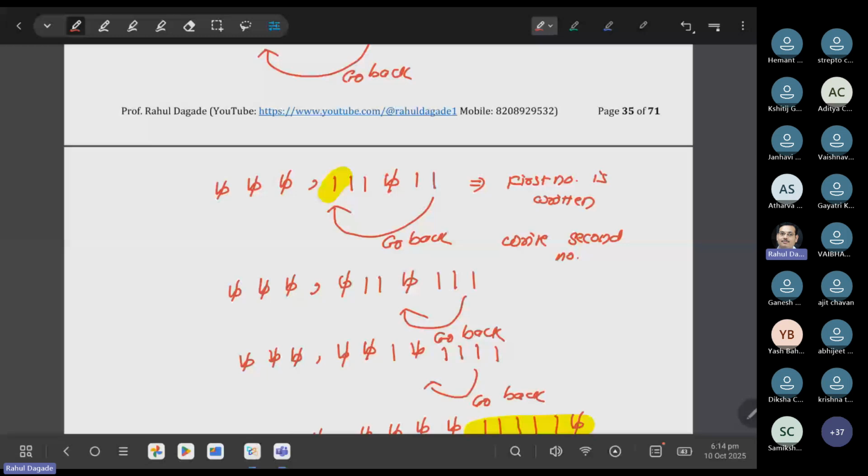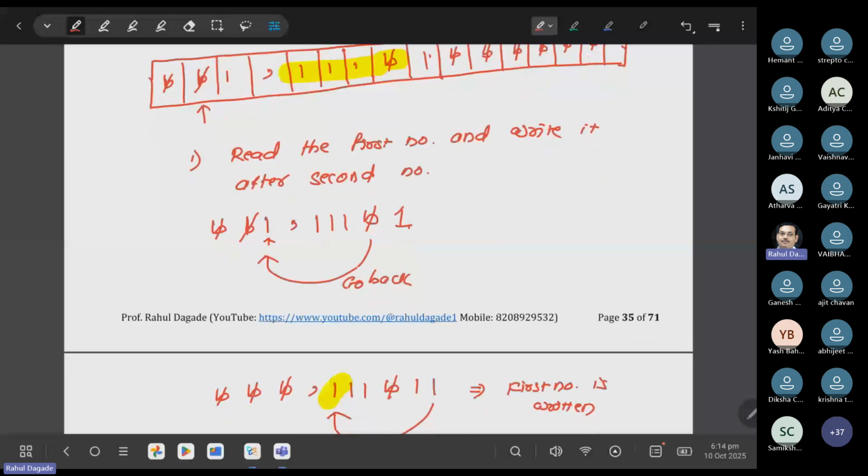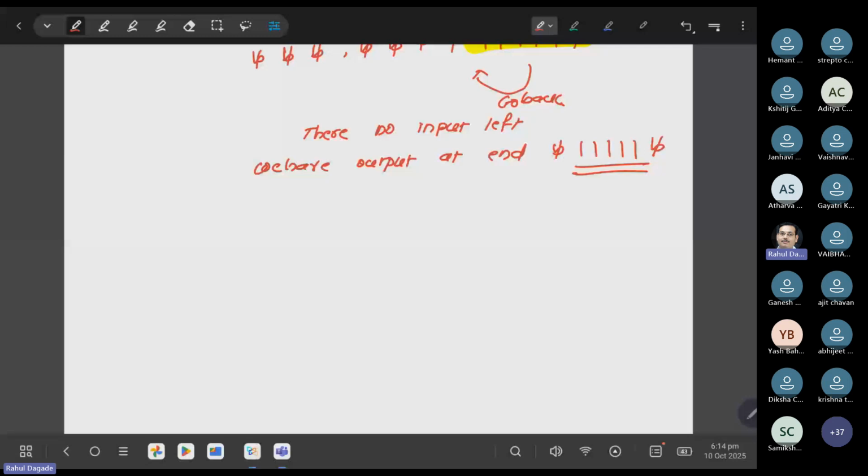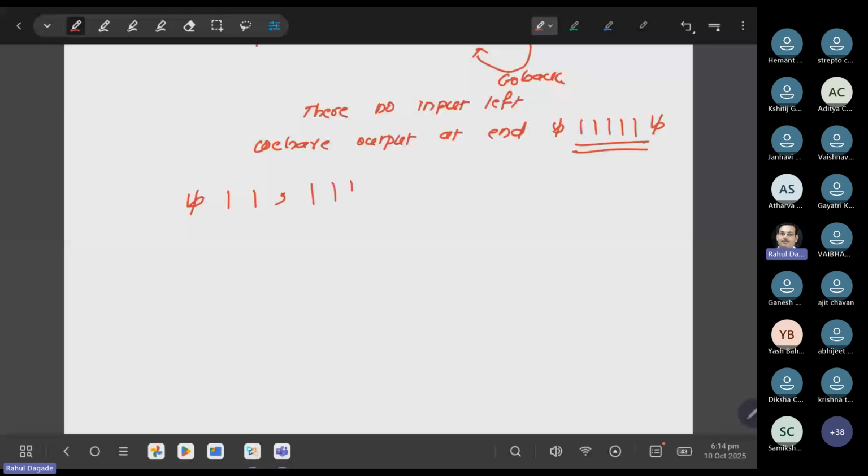You can call this as, let's say we have input blank 1 1, then the second number separated by comma 1 1 1, and then blank. And after this, all on the tape there are blanks. And what we have to do is convert this blank into output. Here we have to convert this blank into output.